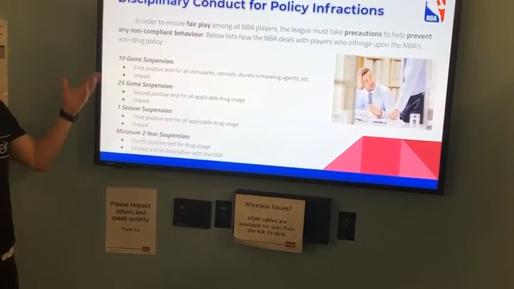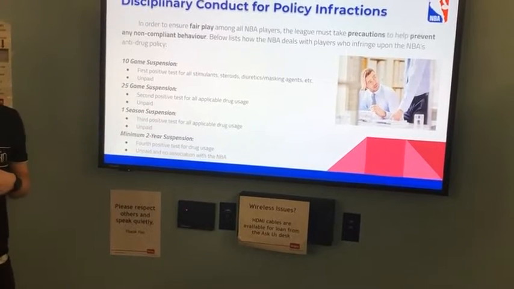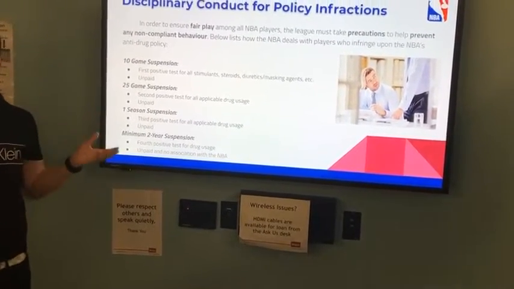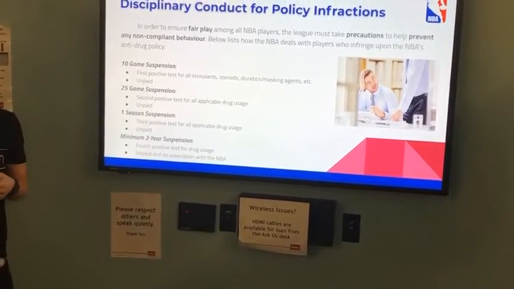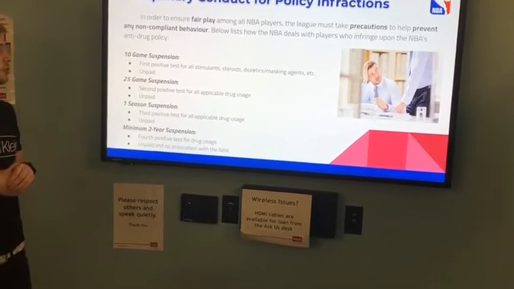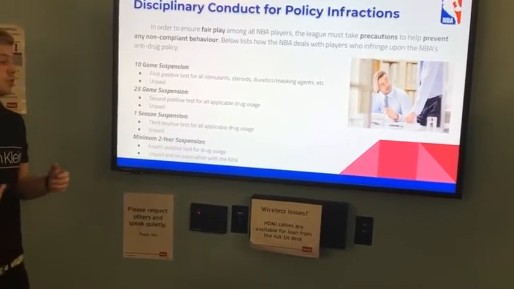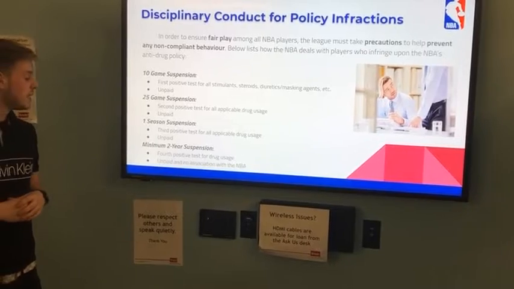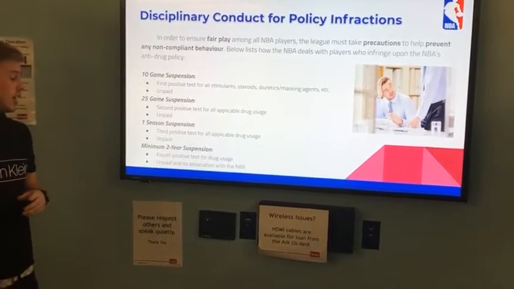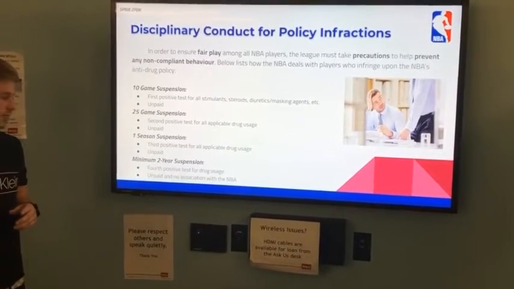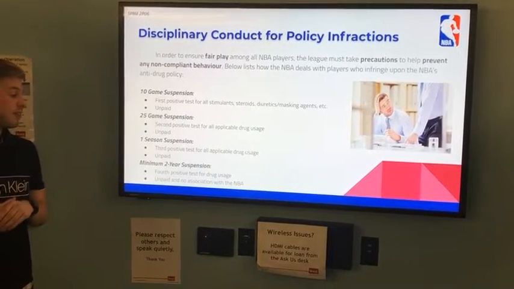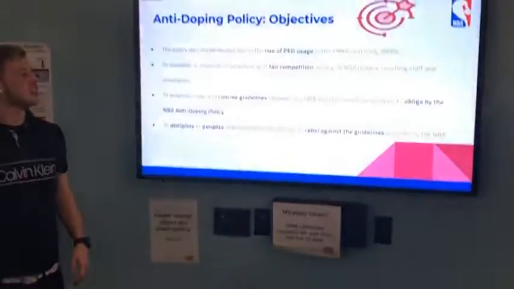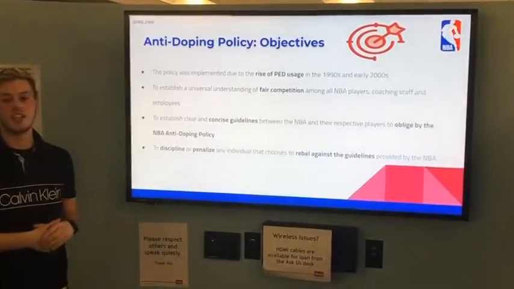For example, the 10-game suspension would be after a first positive test, and unfortunately unpaid. Secondly would be a 25-game suspension, which would be after the second test, and unpaid as well. Thirdly would be the 1-season suspension, which would be after the third test and unpaid. And lastly, but not least, the minimum 2-year suspension, after the 4th test, unpaid, and unfortunately no association with the NBA.